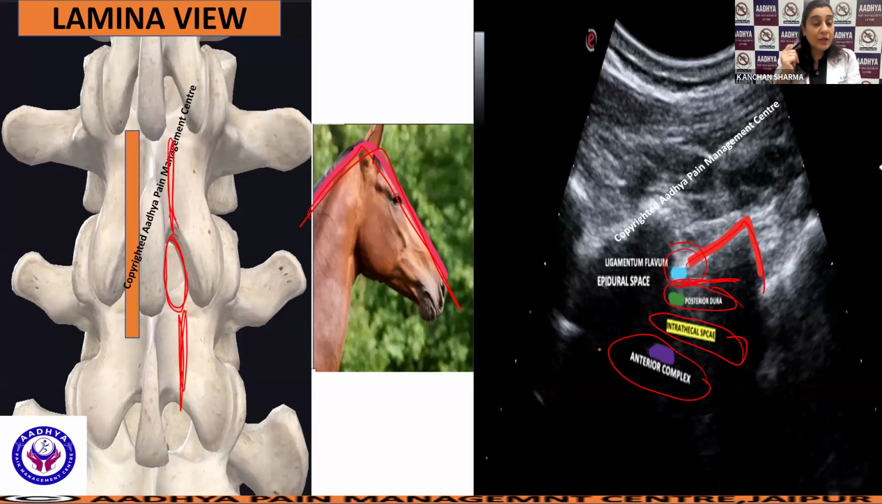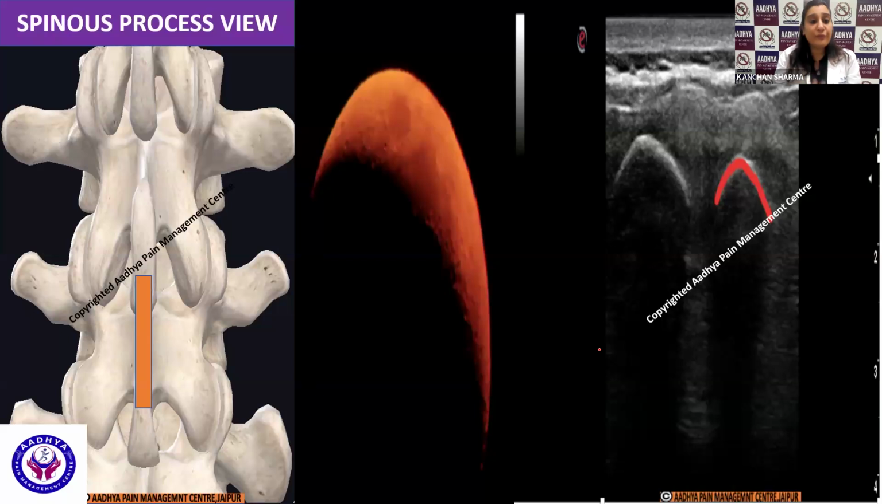So we have learned the finger-like projection for the transverse process, then the camel hump appearance, then the horse head appearance. And if you move further over the spinous process, you will see them as a crescent-shaped structure. And you can see they are lying at a depth of approximately 1.2 centimeter in this particular individual whose picture I have taken. This volunteer of mine was very lean and thin. So you can see them at 1.2 centimeter, right?